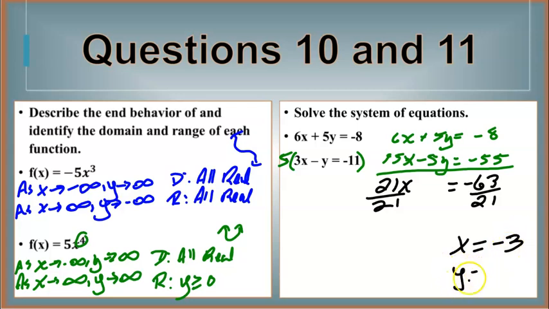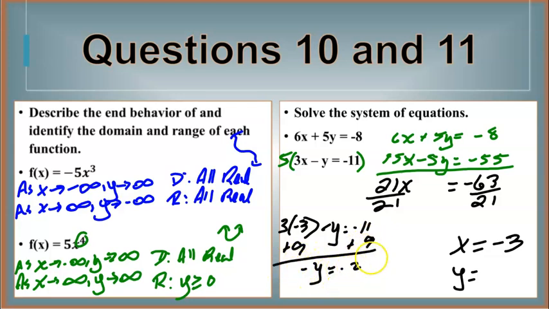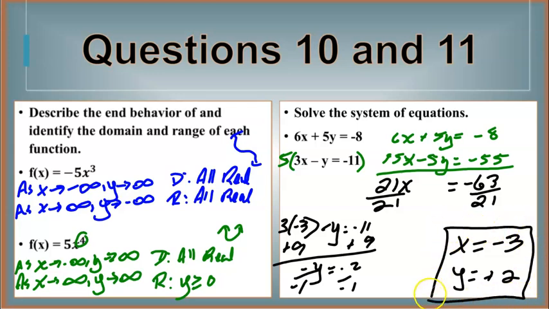Now to solve for y, I'm going to put negative 3 in for x in one of the two equations. I'm going to do this bottom one. So I have 3 times negative 3 minus y equals a negative 11. So this will be adding 9 to both sides. And I would have negative y equals a negative 2. Divide by negative 1. Y would equal a positive 2. So my solution for this one would be x is negative 3 and y a positive 2.